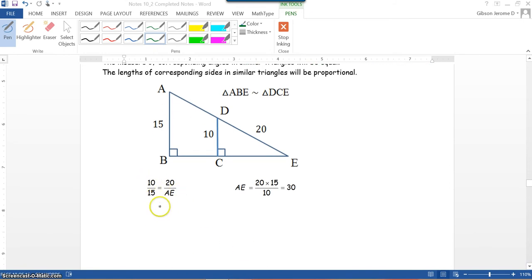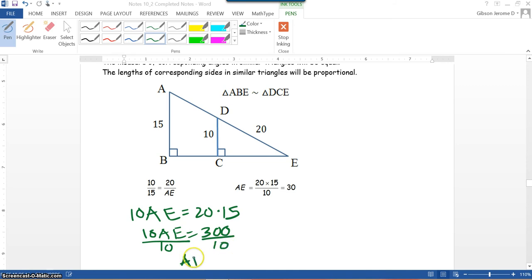So we could do cross multiplication. We will have 10 times AE is equal to 20 times 15. So we have 10 AE is equal to 300. Divide each side by 10. And AE is equal to 30. And that will be your final answer.